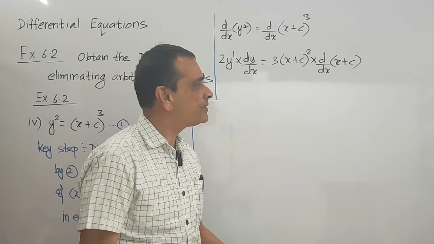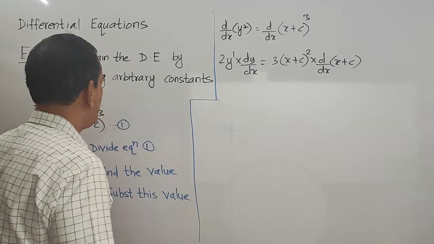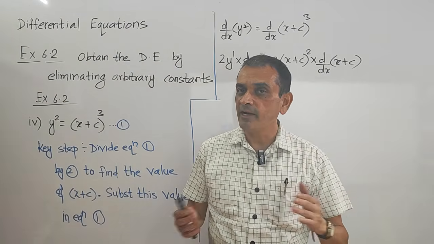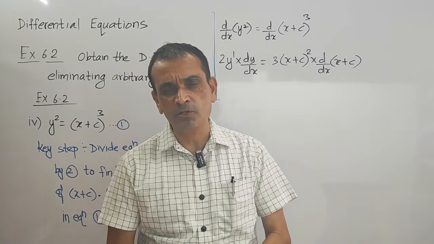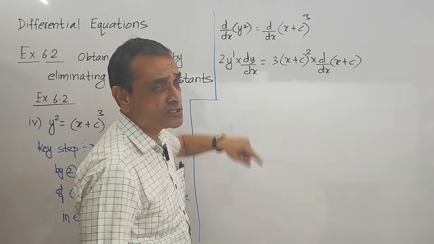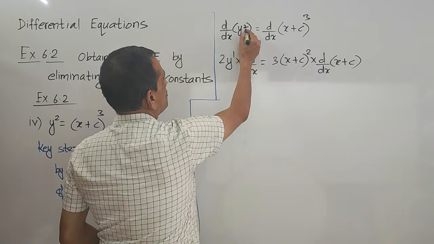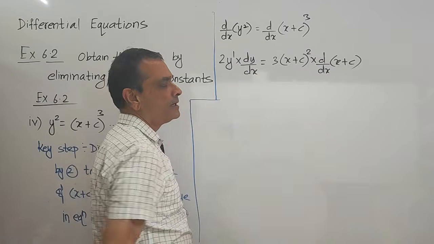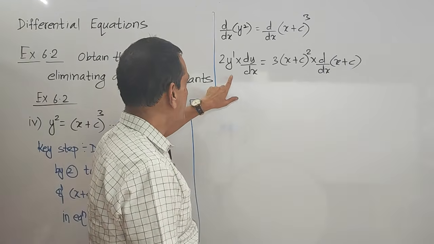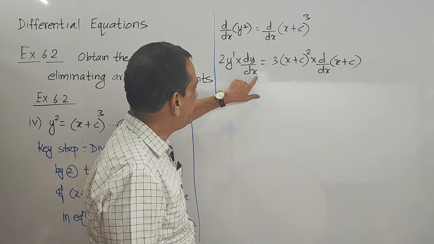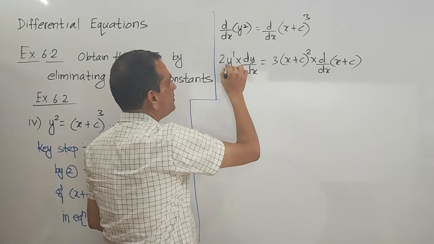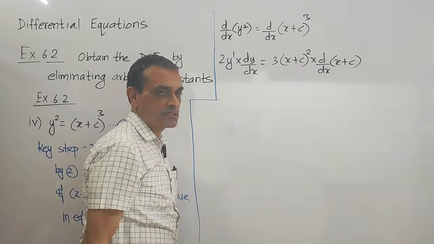First, our usual step, d by dx of y squared is equal to d by dx of x plus c bracket cube. दोनों तरफ डेरिवेटिव लिया, उसमें क्या है वो तो हमेशा लेते हैं. So let's see now. d by dx of y squared, 2 comes in front, y raised to 1, n x raised to n minus 1. But instead of x, if you have y over here, then derivative of y with respect to x is dy by dx. So iska derivative 2y raised to 1 dy by dx.